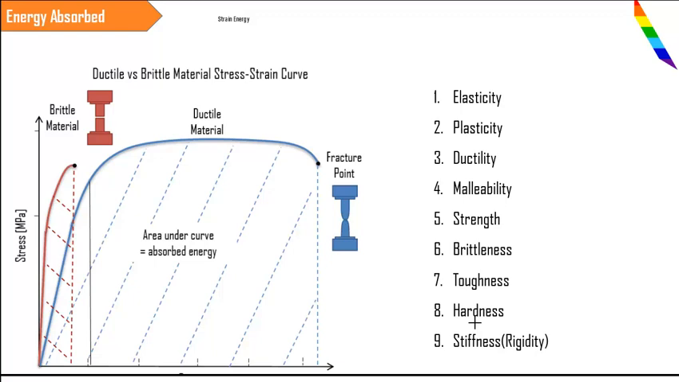Hardness is the ability of a material to resist surface deformation or surface penetration. If a material is hard, it means it is very difficult to deform or penetrate the surface. And that is how hardness is defined.